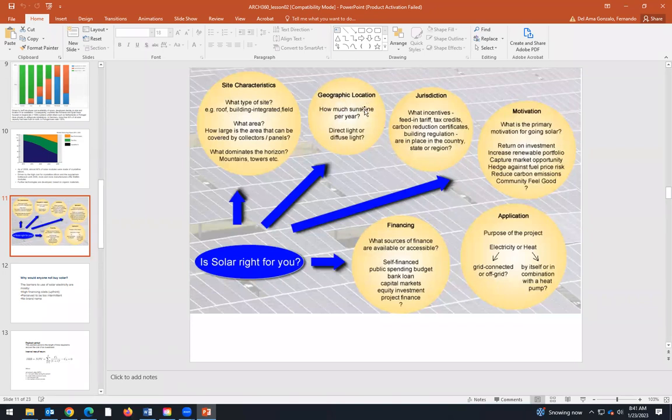Geographic location: how much sunshine per year? We need to know that. Is it worth placing PV panels? If it's always cloudy, probably it's not worth it, but we have to analyze it.